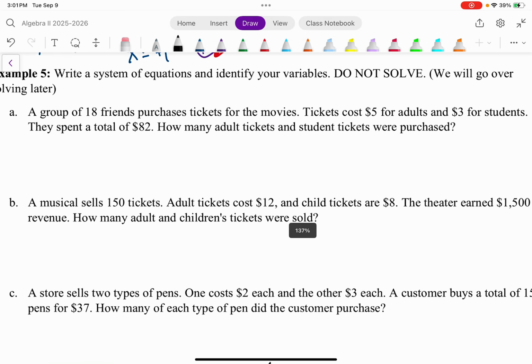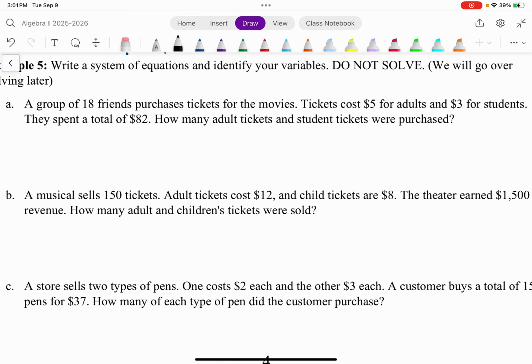So this first problem, a group of friends purchased tickets for the movies. Tickets cost $5 for adults and $3 for students. They spent a total of $82. How many adult tickets and student tickets were purchased?